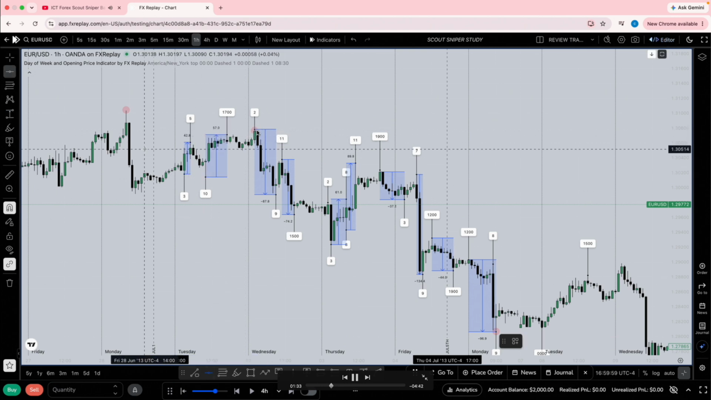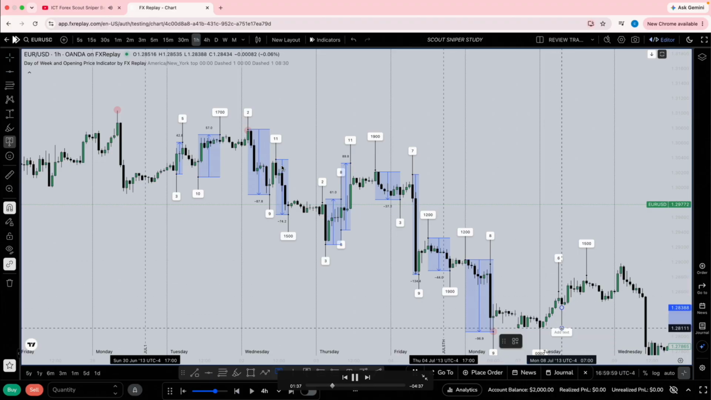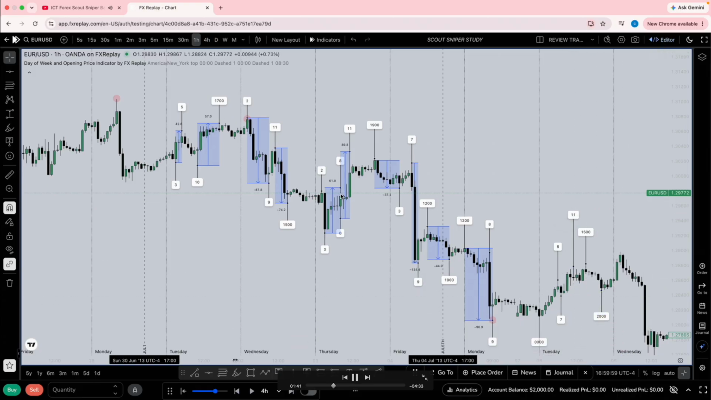So price manipulates up, comes down, price manipulates back into the range of London, and we are going down. This is what you usually see when you're aligned, when you're taking trades off of a lower time frame compared to a higher time frame daily. That's bearish.